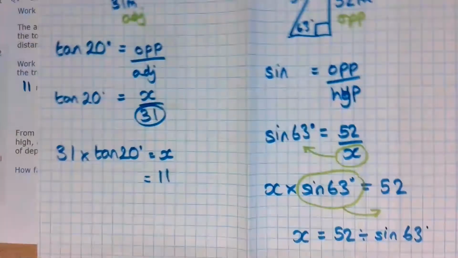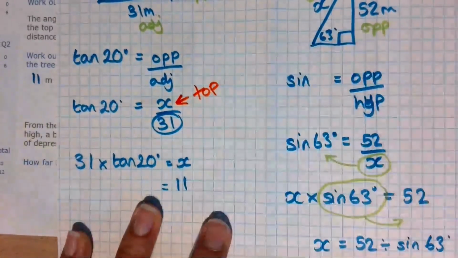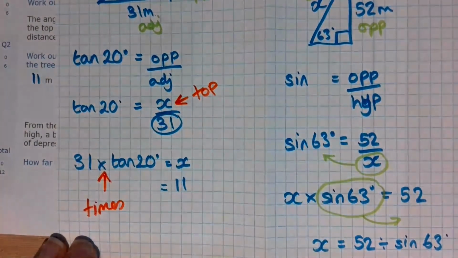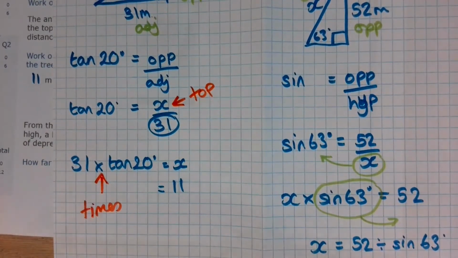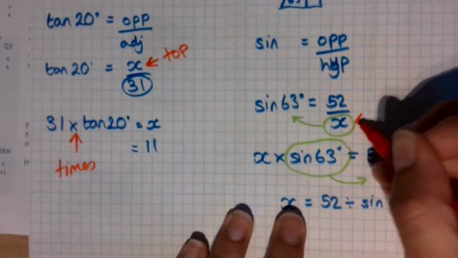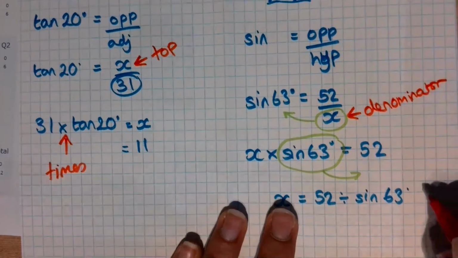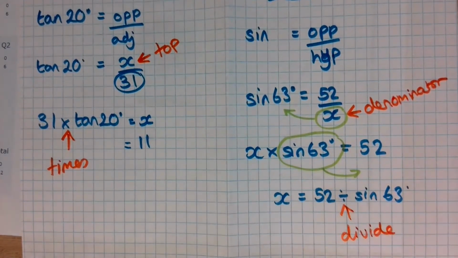So let's take back to this one here. X was on the top of my fraction. Because it was on the top, I times by the trigonometry bit. Okay, the number in the fraction times by the trigonometry bit. Here, x is the denominator. Because it's the denominator, I divide by the trigonometry bit. Really useful trick. Top times, denominator divide.